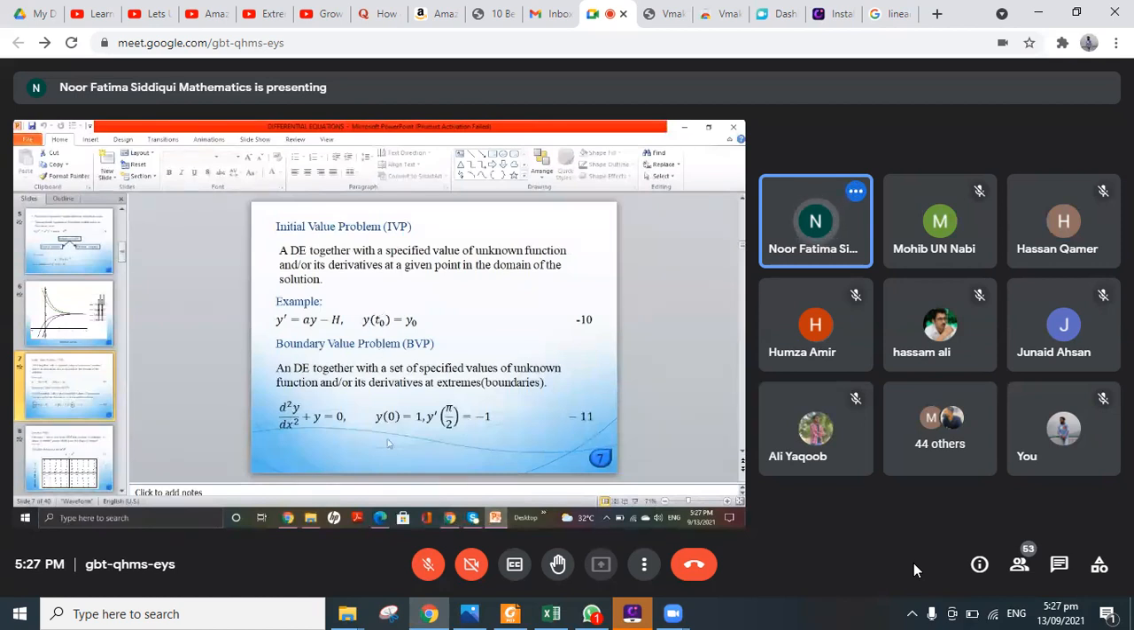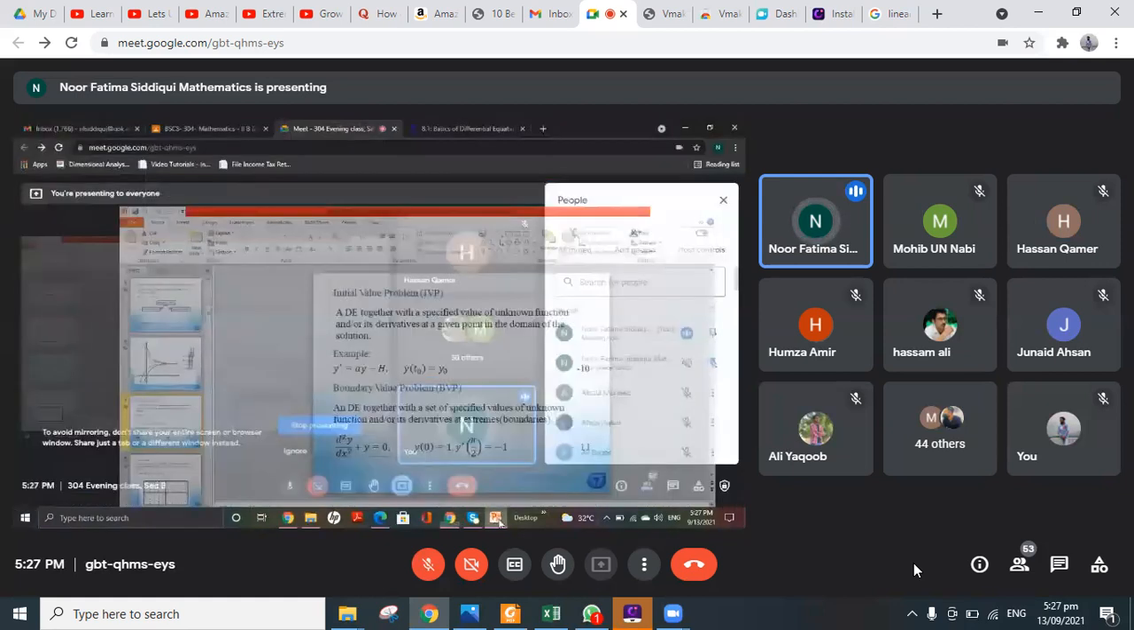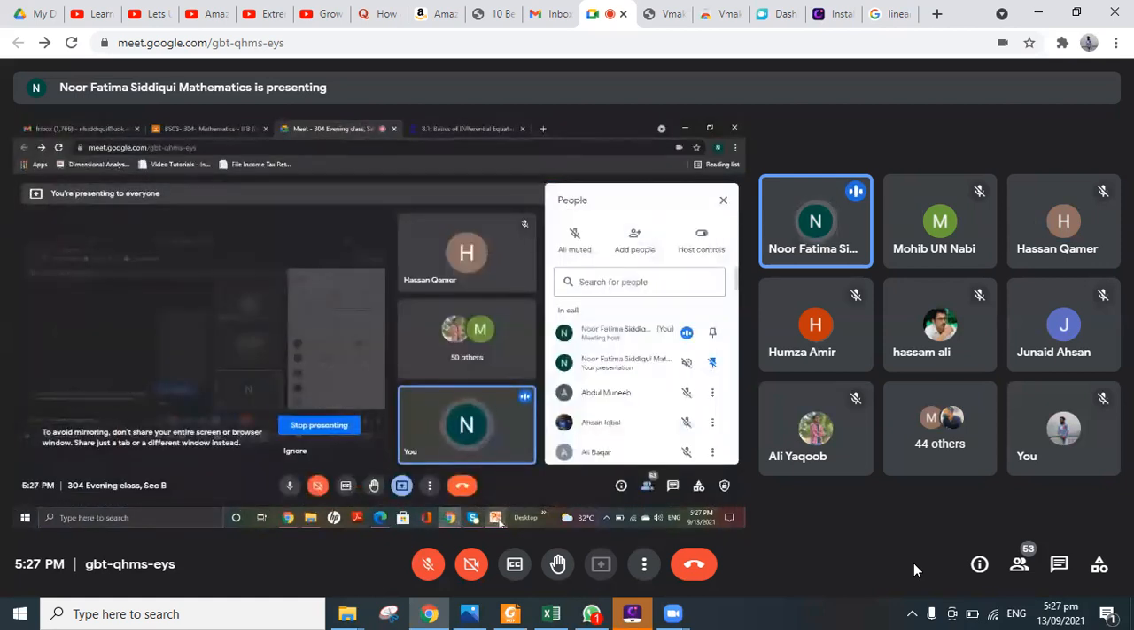And boundary means you know where to start and where to end. So in a boundary condition, you have two distinct values of x, or two distinct values of the independent variable. A differential equation with an initial condition is called an initial value problem, and a differential equation with a boundary condition is called a boundary value problem, or BVP.